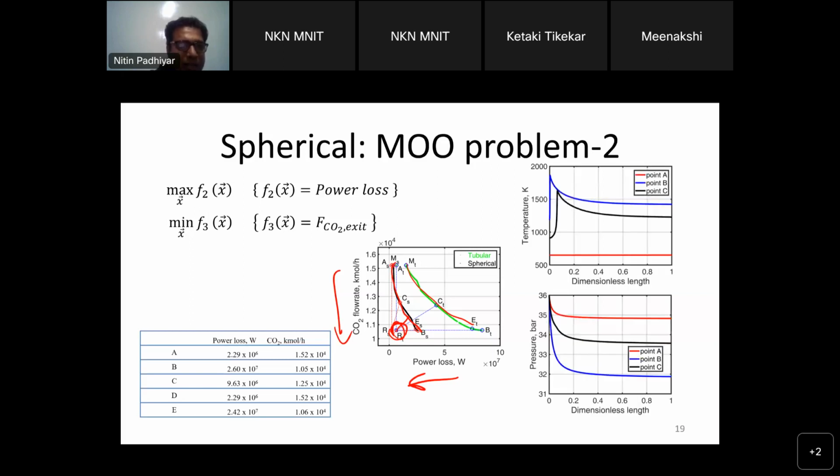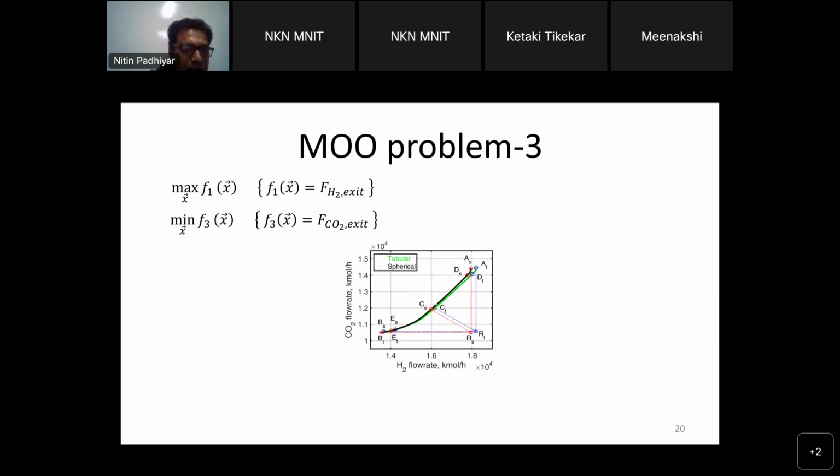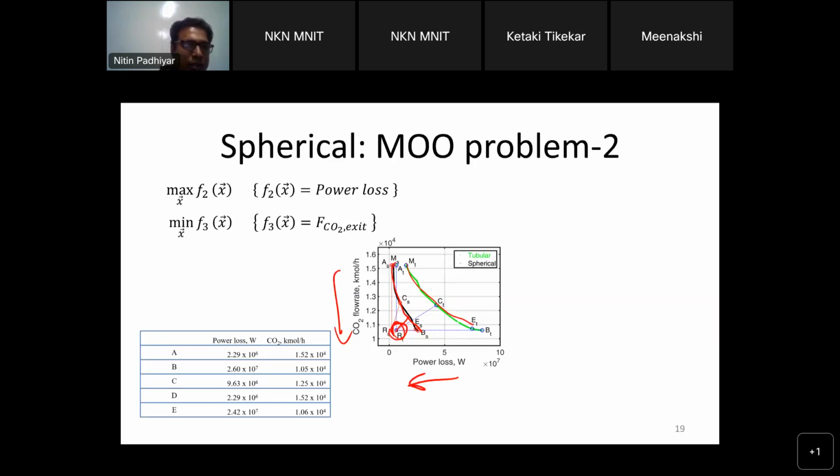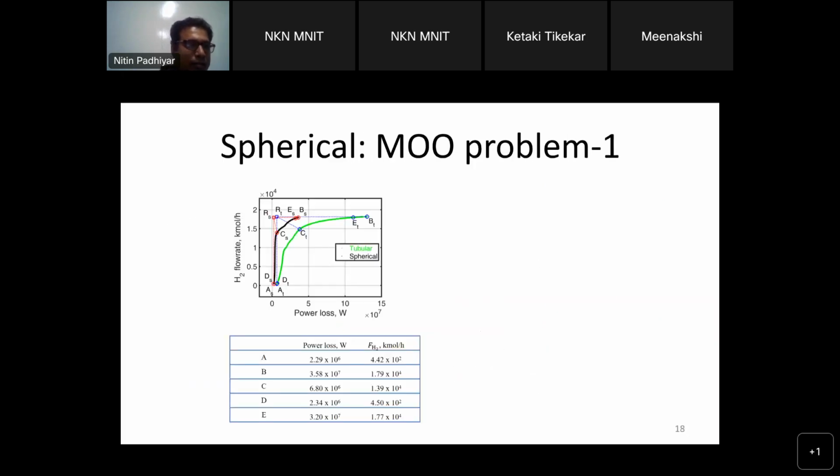And these are the tabulated results. Very similarly, the third problem is carbon dioxide minimization and hydrogen production maximization. We don't get too much benefit here, but we have got extremely large benefit in the other two multi-objective problems. Here is the ideal point, and the tubular reactor is slightly doing a better job compared to the spherical reactor. But as compared to power loss, there is no comparison, I tell you. Look at this. This is the ideal point, and the black curve is so much closer as compared to the green curve. You see that?